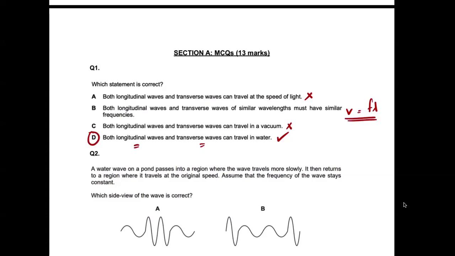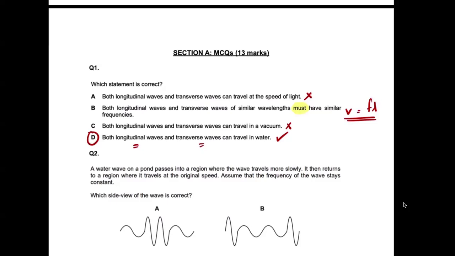Why is B wrong? B is wrong because of this word which says must. It's not necessary that if a transverse wave and a longitudinal wave have the same wavelength, they have the same frequency, because that implies that the speed is the same. So this is not true. For example, if I'm talking about sound and light, and let's say they have a wavelength of 0.5 meters, they're not necessarily going to have the same speed. So that's why B is wrong.